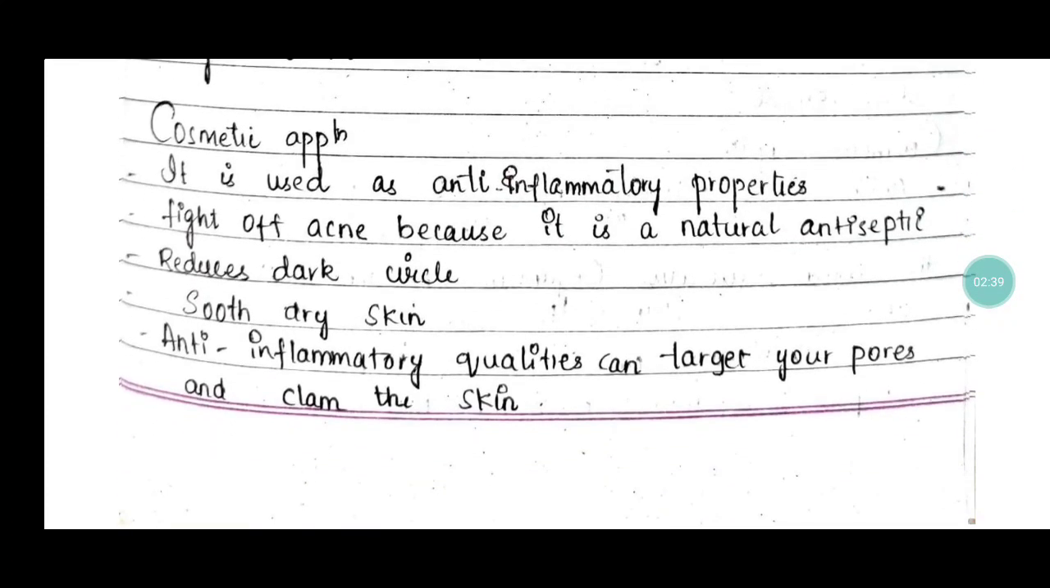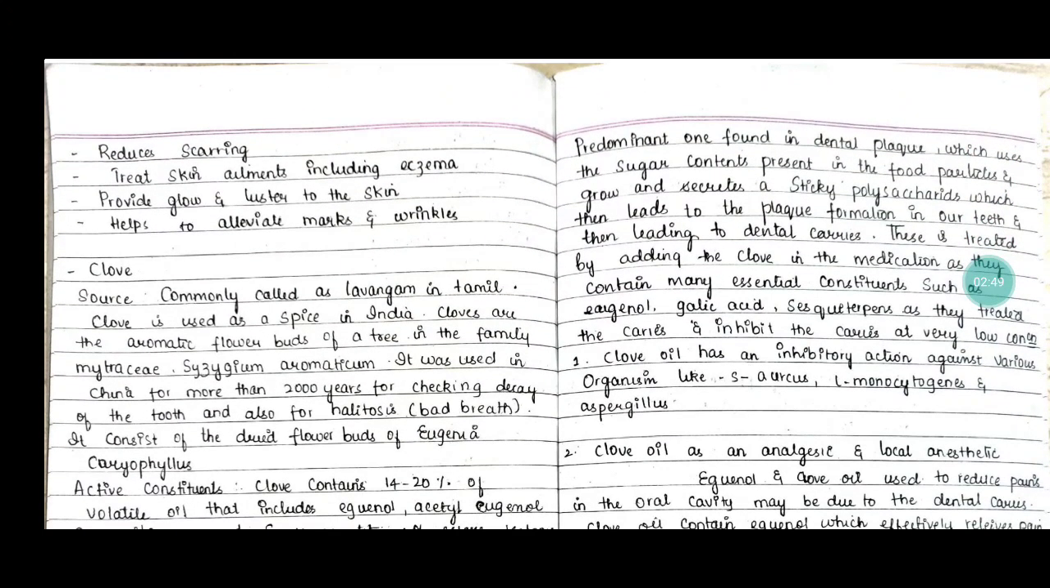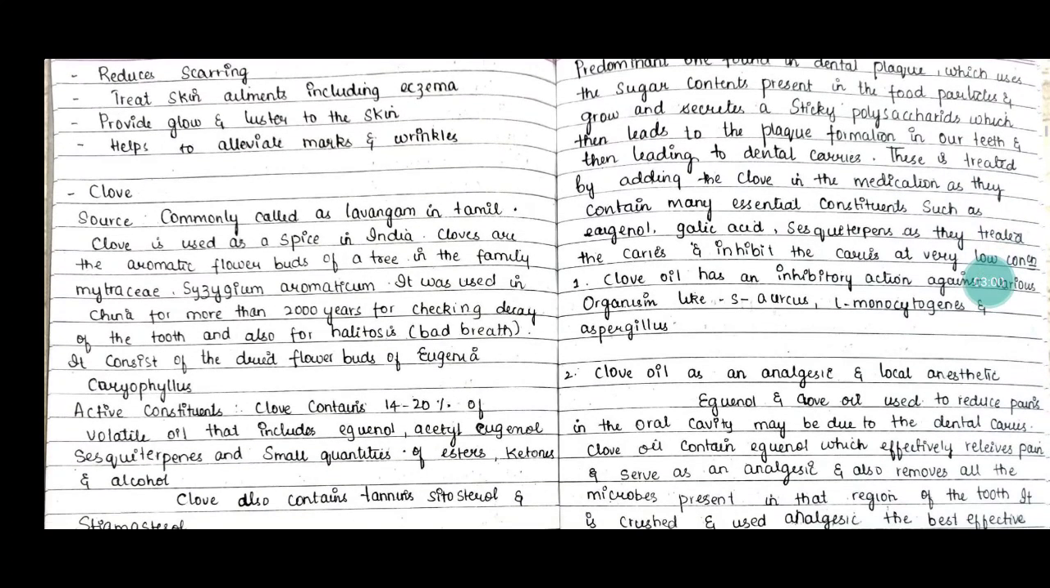The cosmetic applications of turmeric: it is used for its anti-inflammatory property, reduces dark circles and scarring, treats the symptoms of eczema, provides glow and luster to the skin, and helps to alleviate marks and wrinkles. Then clove. The source of clove is commonly called lavangam in Tamil.